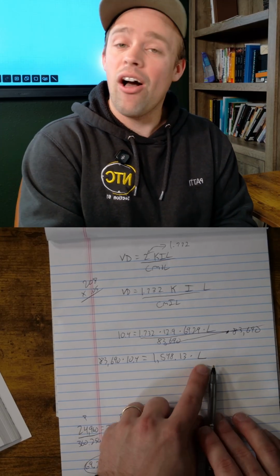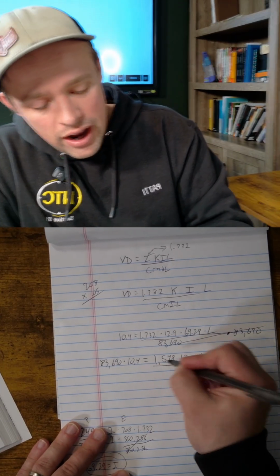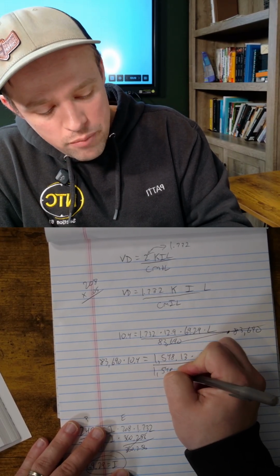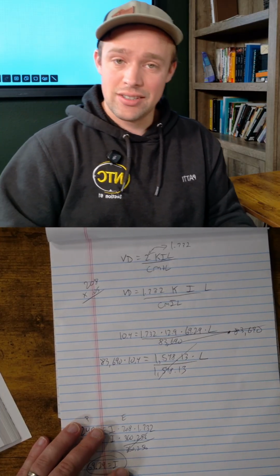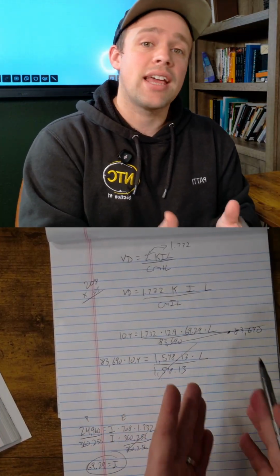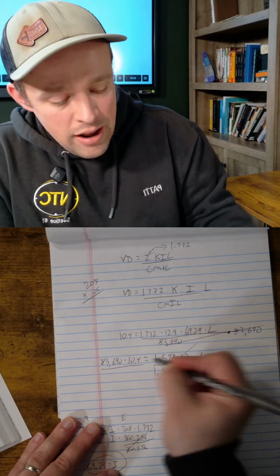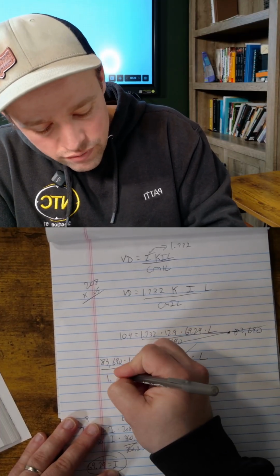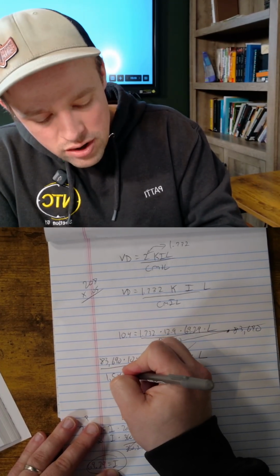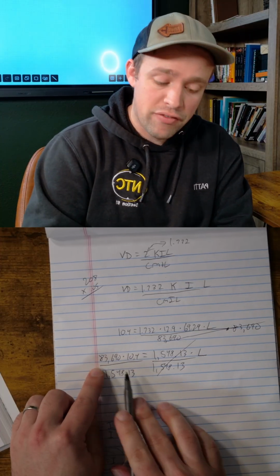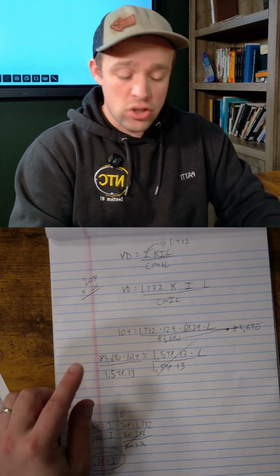Now, again, I'm getting L by itself, so I'm going to divide by 1,548.13. That cancels out this side, but remember, what I do to one side of the equal sign, I have to do on the other. So now I'm going to take this and divide it by 1,548.13. So now I'm going to simplify. Now I have this whole number.